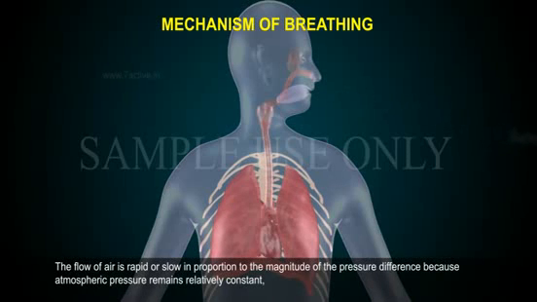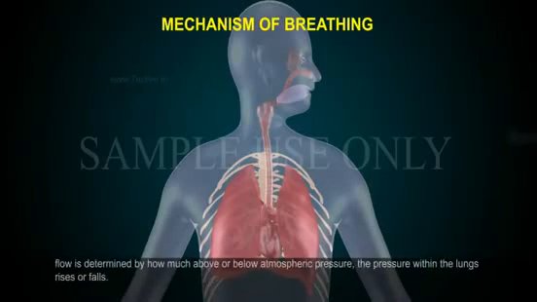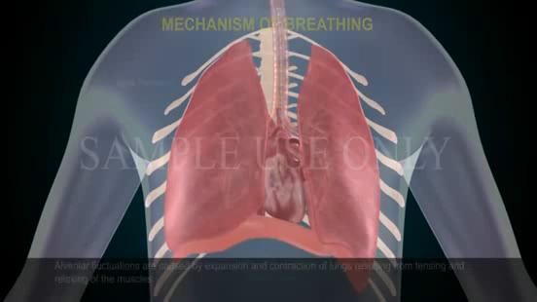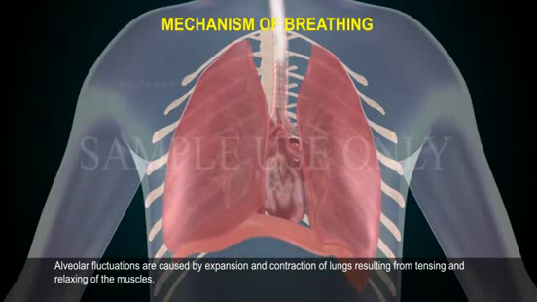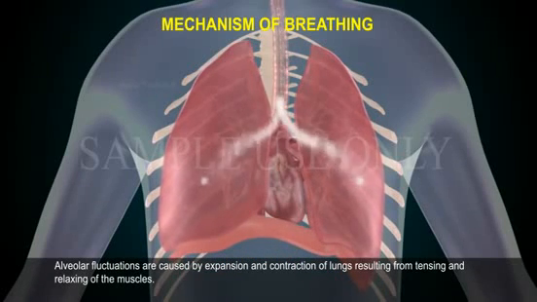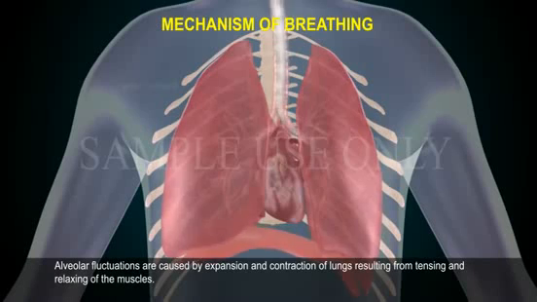The flow of air is rapid or slow in proportion to the magnitude of the pressure difference because atmospheric pressure remains relatively constant. Flow is determined by how much above or below atmospheric pressure the pressure within the lungs rises or falls. Alveolar fluctuations are caused by expansion and contraction of lungs resulting from tensing and relaxing of the muscles.